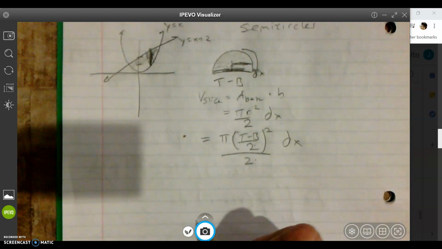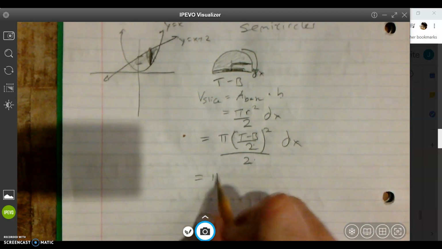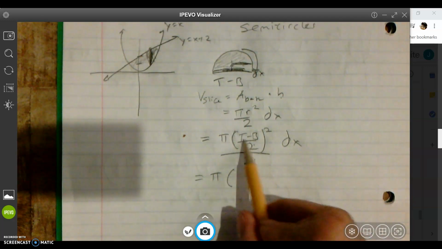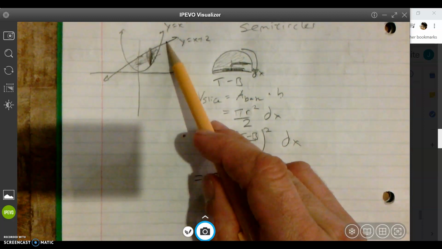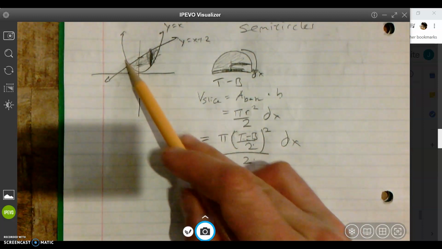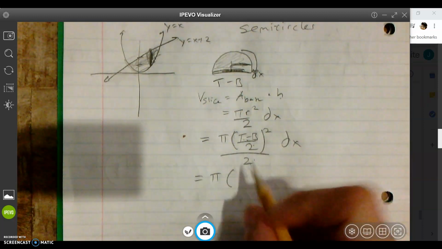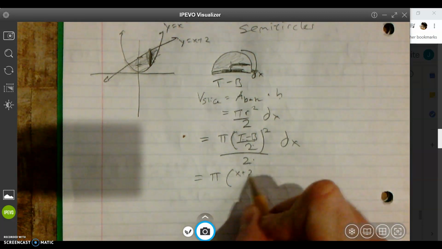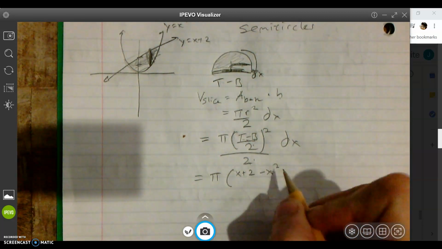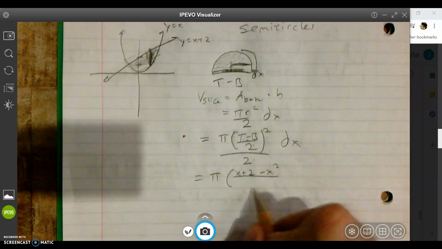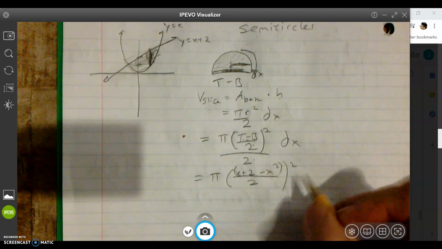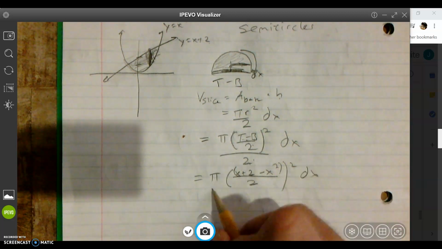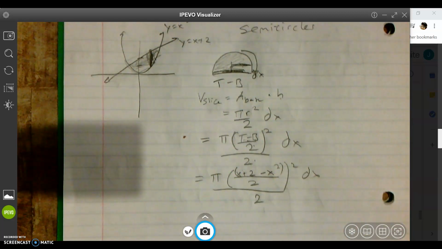All right, so let's continue with what we're doing. So equals pi times top minus bottom. The top is going to be my line, and the bottom is going to be my parabola. So the top is x plus 2 minus the bottom, which is x squared, divided by 2. Put that in parentheses, all squared, dx, all over 2 right there.